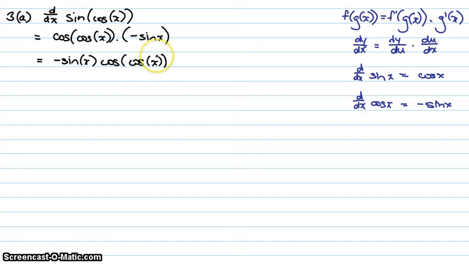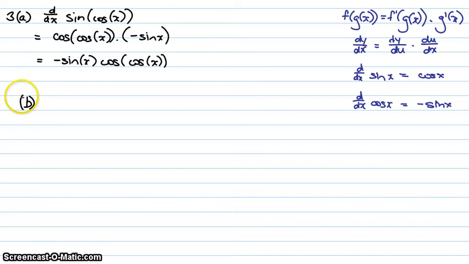Please note that this is not cosine squared, nor is it cosine squared of x. That would be something else. This is cosine composed with cosine of x. We write this as cosine of cosine x.